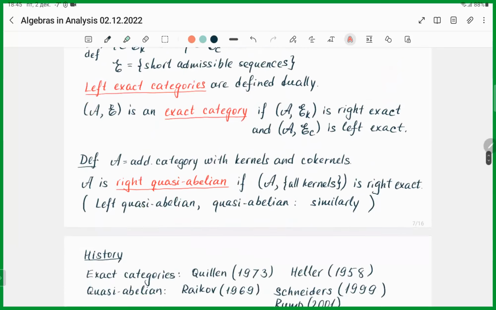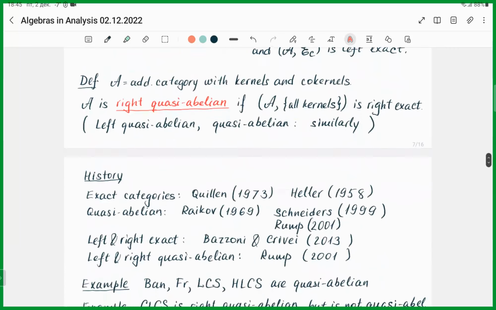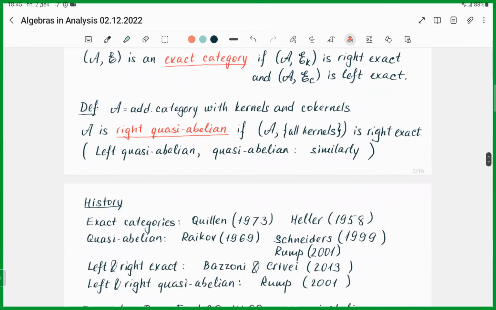Here's some history of this notion. The notion of an exact category is usually attributed to Quillen, or more exactly to his paper on higher algebraic K-theory, published in 1973. But at the same time, actually not equivalent, but a very closely related notion was introduced by Heller, more than a decade before Quillen.